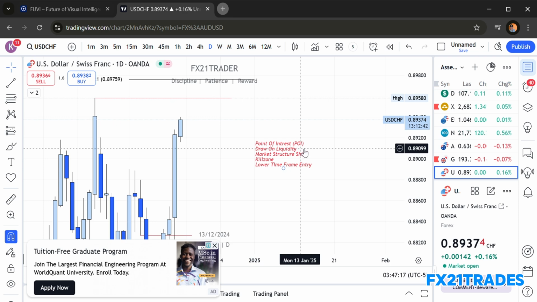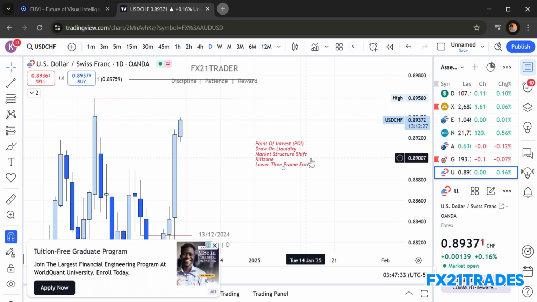But before it does that, once it reaches your point of interest, it has to show that it's shifting market structure from bullish to bearish or from bearish to bullish. I hope I'm not moving too fast here.